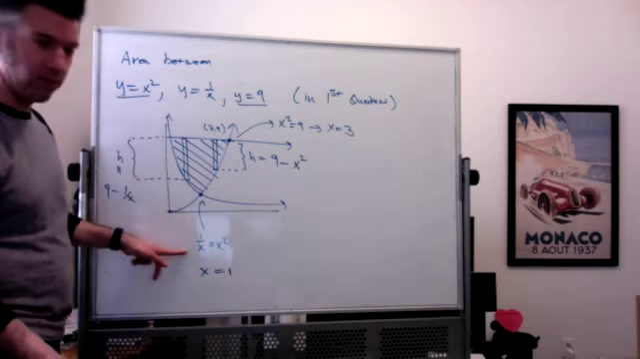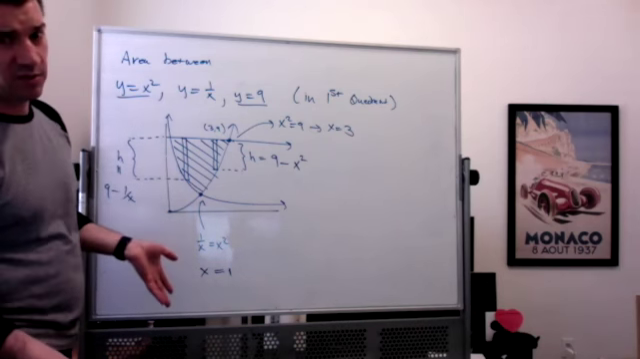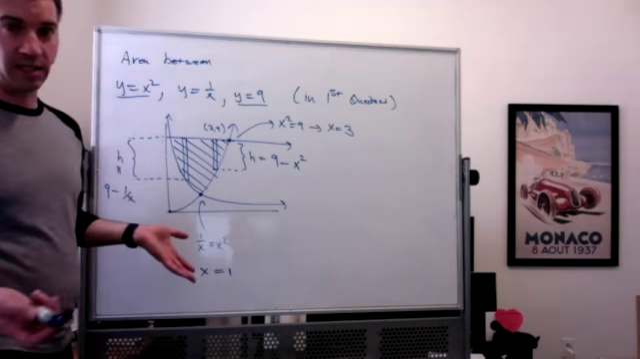Right, if x is 1, 1 over 1 is 1, 1 squared is 1. You can also multiply both sides by x and say 1 equals x cubed and then get 1.